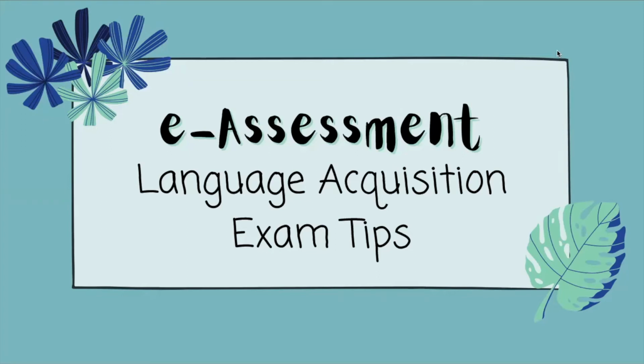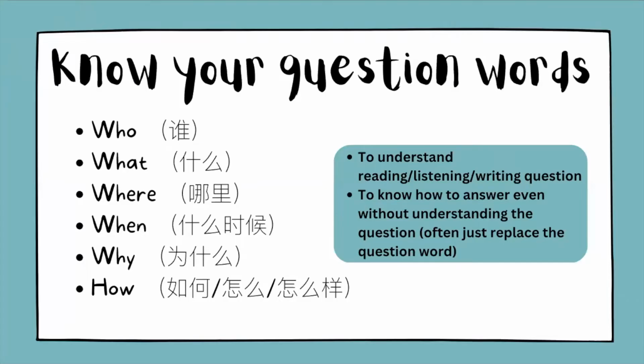Video, I'll be sharing some tips that I used in order to score for the language acquisition examination for the MYP assessment, in which I took Mandarin as my foreign language. So the first thing to know is your question words, and although they seem basic, when it's a foreign language, it's no longer that basic. The important ones are obviously who, what, where, when, why, and how.